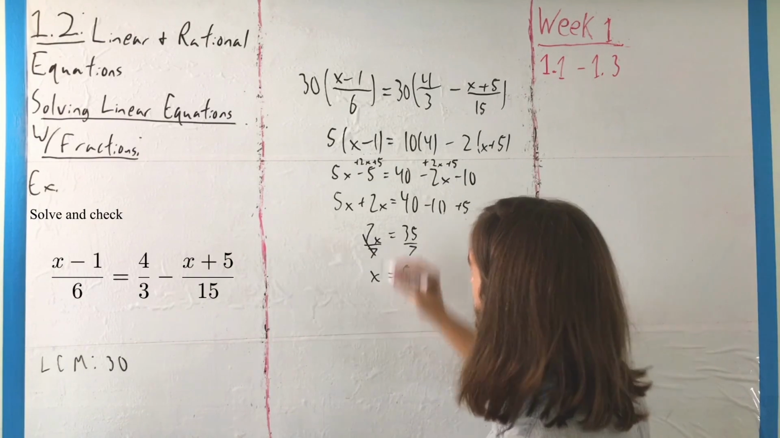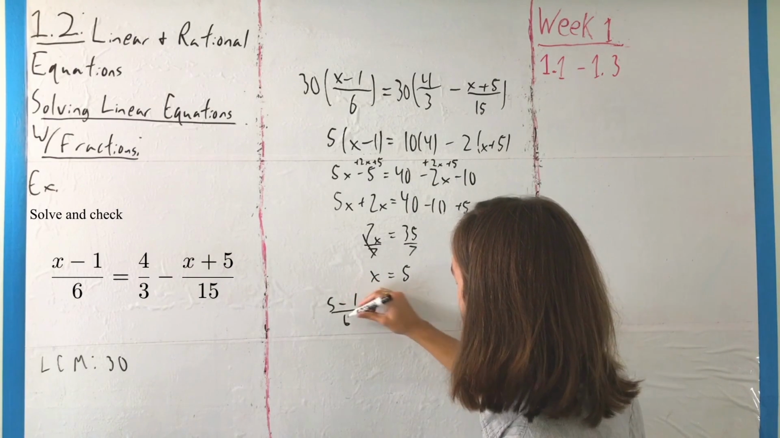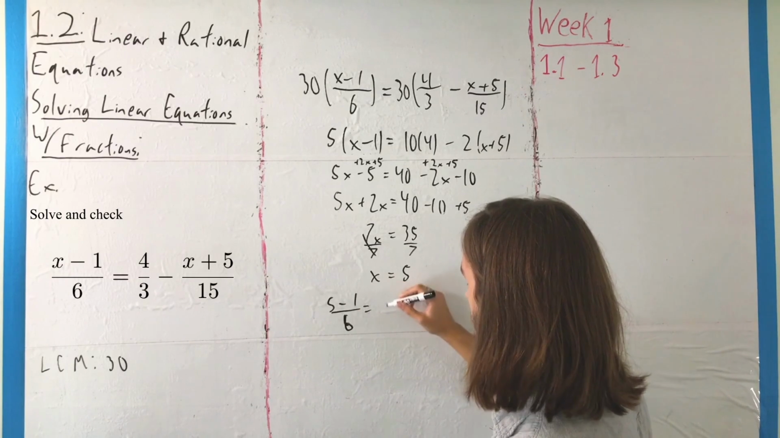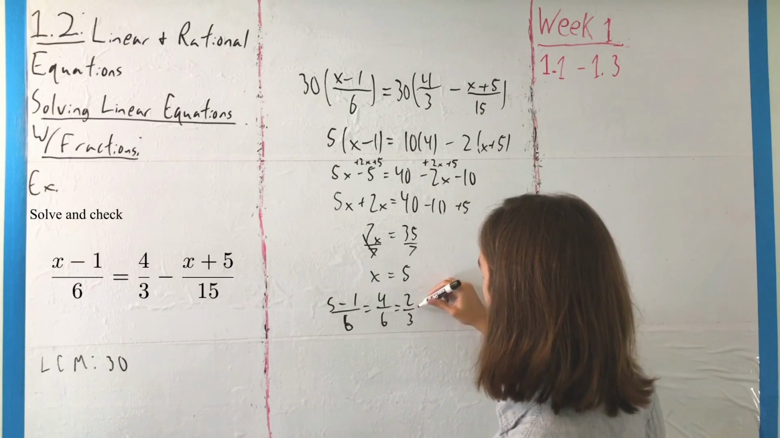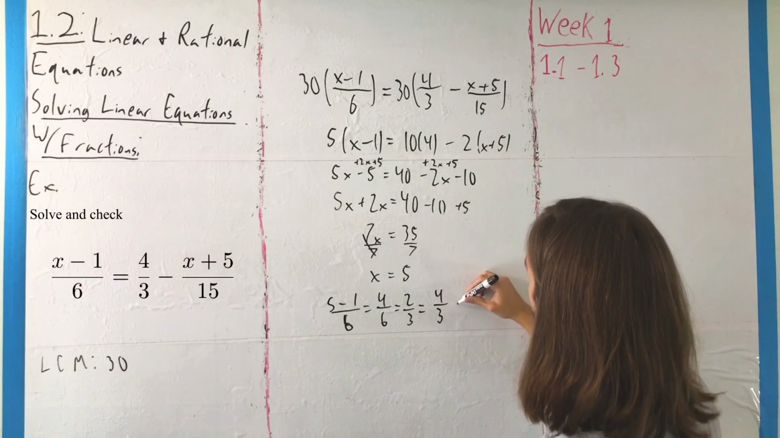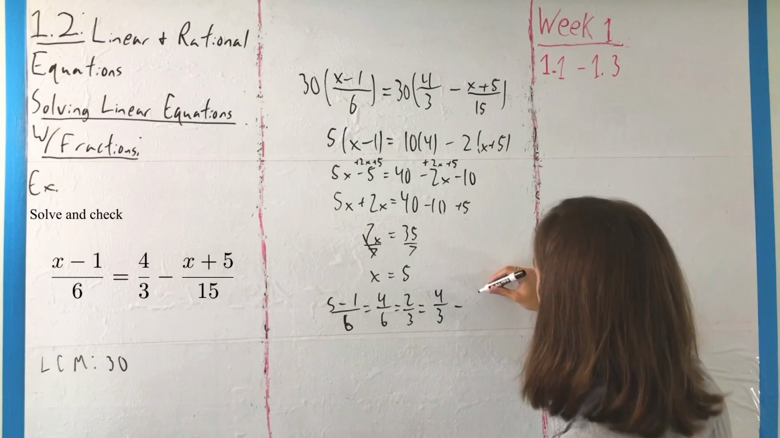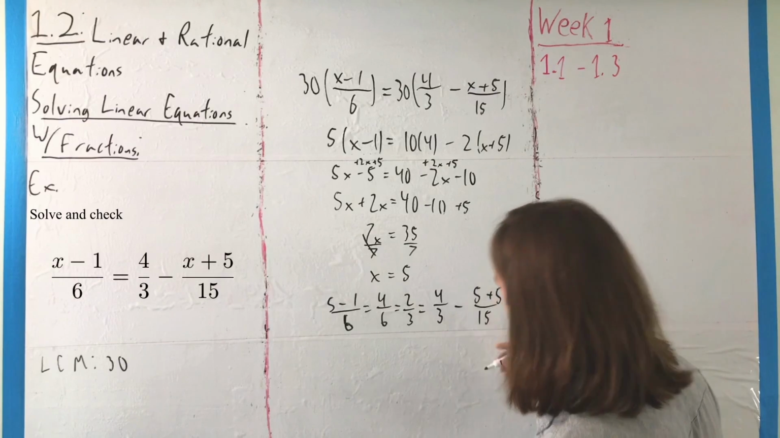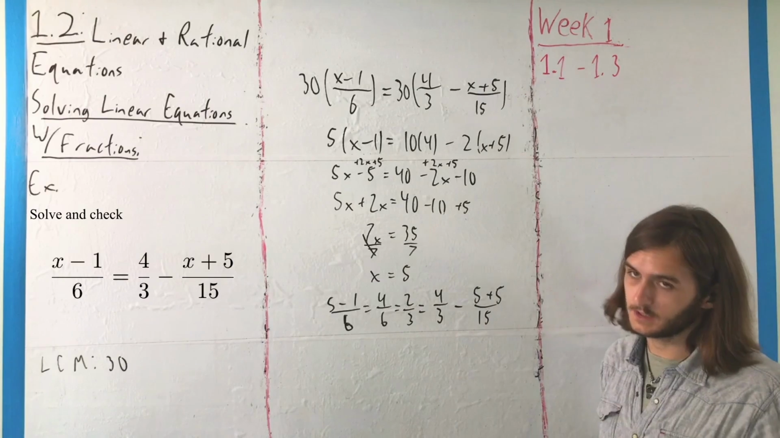we want to be sure, we can plug that back into our original equation. So we would have (5 minus 1) over 6, where (5 minus 1) over 6 ends up being 4/6, which is 2/3, and 2/3 is in fact equal to 4/3 minus, this would end up being (5 plus 5) over 15, or if you simplify that down, 2/3. That is to say, 2/3 equals 4/3 minus 2/3.